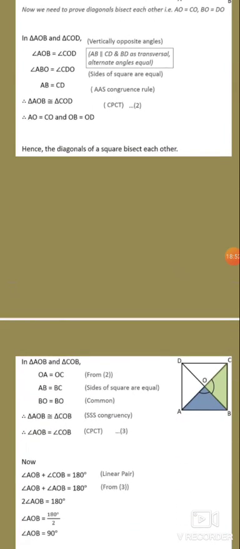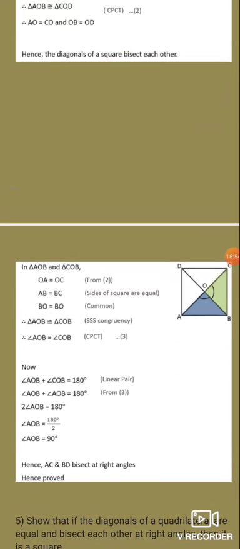Okay, now the last question. Listen carefully here. We need to prove what? It is a right angle also. So in triangle AOB and triangle COB, OA is equal to OC. Then AB is equal to what? BC, sides of the square. Then OB is equal to OB, common side. So the triangles AOB and COB are what? Congruent using the SSS congruence rule.